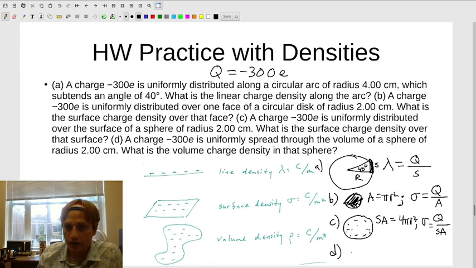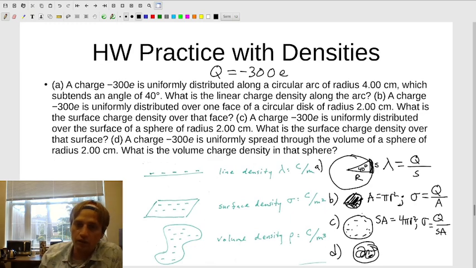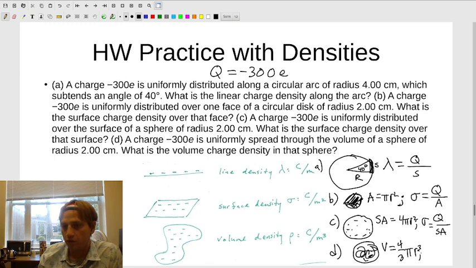And then for part D, it says, well, what if you took all of the charge and instead of just having it spread on the surface, what if you spread it out through the whole thing? And in that case, you'd have to use the volume of the sphere, 4/3 pi r cubed. And in that case, the charge density would be that Q spread out over the volume.